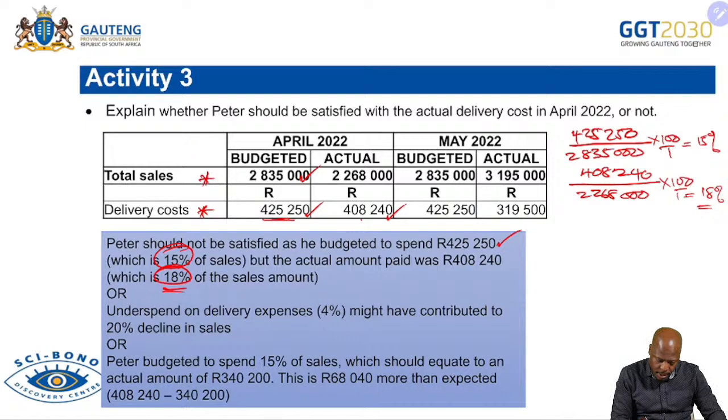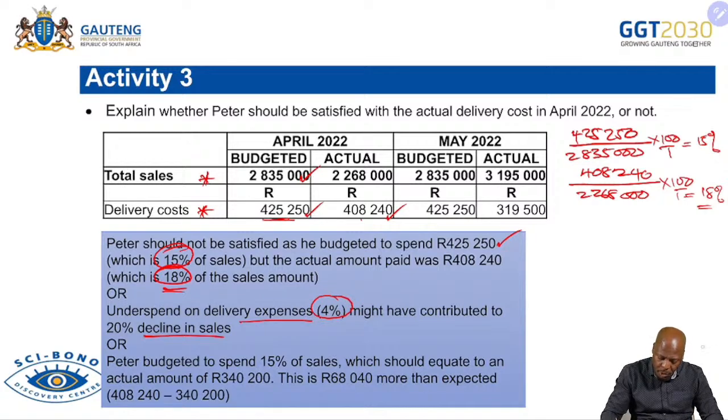Okay. The next option that you could have said is he has underspent on delivery. All right. He has underspent on delivery expenses. This might have contributed to a 20% decline in sales. Let's try to get this 4%. How did they get this 4%?